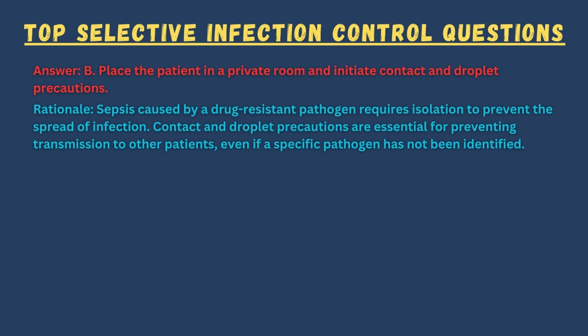Answer: B. Place the patient in a private room and initiate contact and droplet precautions. Rationale: Sepsis caused by a drug-resistant pathogen requires isolation to prevent the spread of infection. Contact and droplet precautions are essential for preventing transmission to other patients, even if a specific pathogen has not been identified.